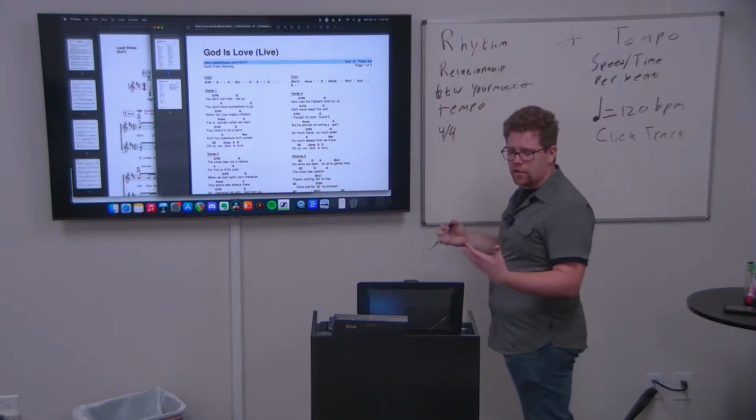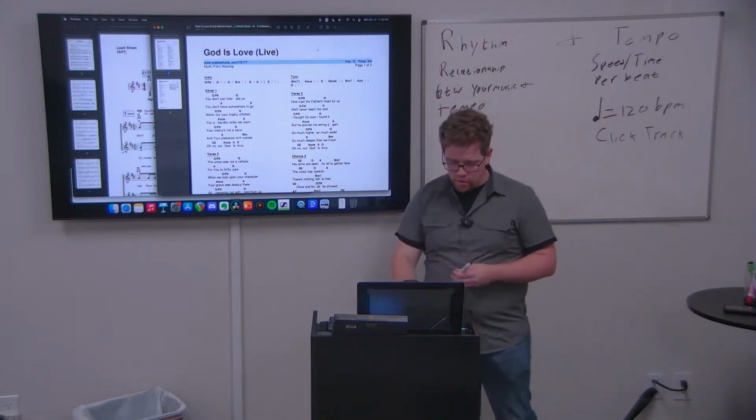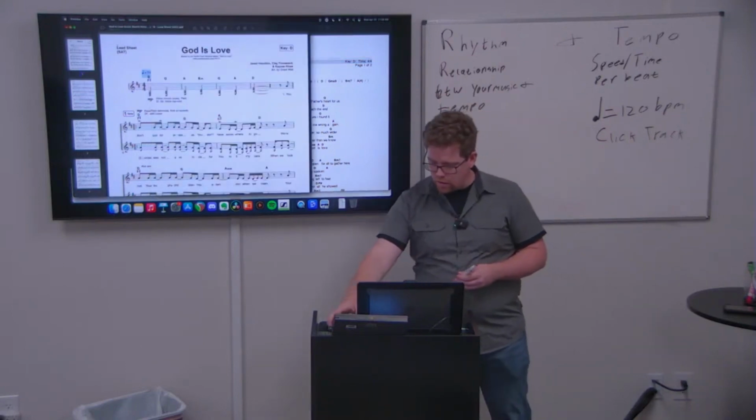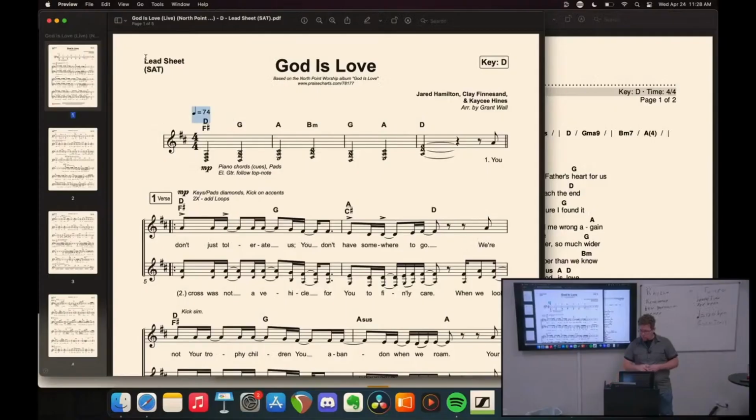But actually, if you were looking at the lead sheet, and so here we'll come over here and pull up the lead sheet, you'll see that you have a 4 at the beginning of it. At the very beginning of your chart here, you have a 4 on top of a 4 over what we call the staff. So it's actually written like this, 4/4. And either one of these could mean the same thing.